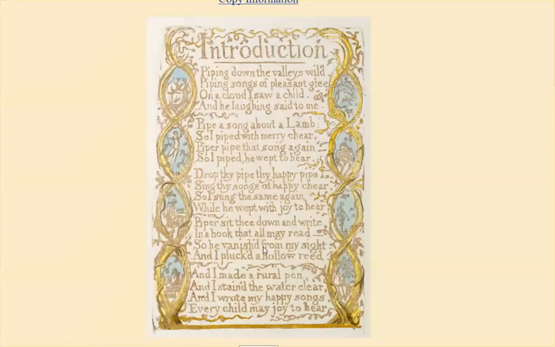So it's a really, really tense moment where, okay, now we can share this vision with a whole bunch of people, but we've also lost the energy that gave us that vision in the first place. Okay, so he makes a rural pen, just sort of a simple way to write. And then this is a great line. "I stained the water clear." He writes the happy songs that every child may joy to hear.